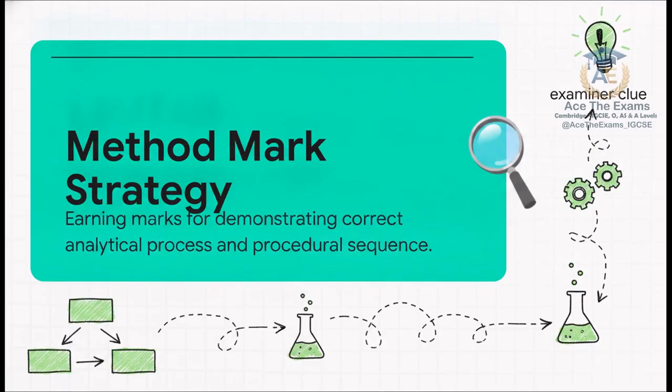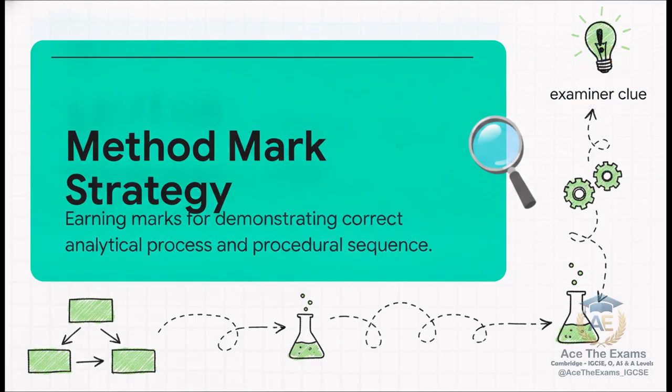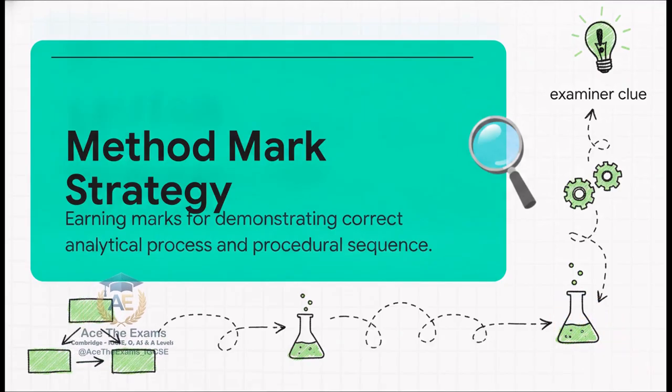So let's talk about the method mark strategy. This is how you actually rack up those points by showing your entire process. Now, in a bit, I'm going to reveal an examiner clue that will change your answers completely, but first, you really need the framework that makes that clue obvious. The method mark strategy simply means examiners are awarding you marks for demonstrating the correct analytical process and the procedural sequence. Basically, they want to see your scientific reasoning step by step. You don't just jump straight to the final conclusion. You have to earn points for the journey itself.